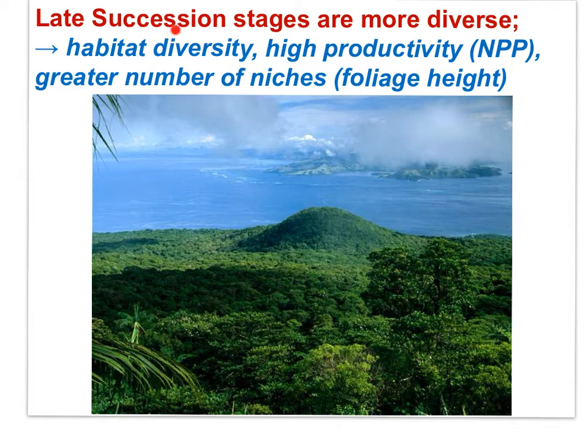So late successional stages in forests, locations with high NPP due to warm, wet, abiotic conditions, are more diverse. Habitat diversity is high due to the foliage height diversity, and foliage height diversity increases the number of niches. Overall, this increases the diversity of the system.